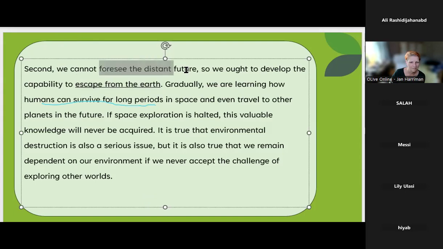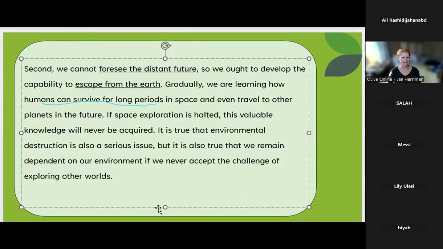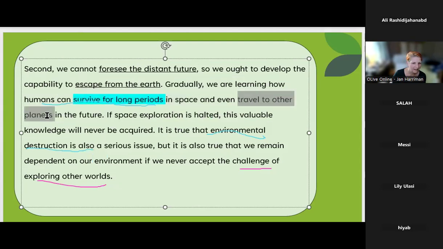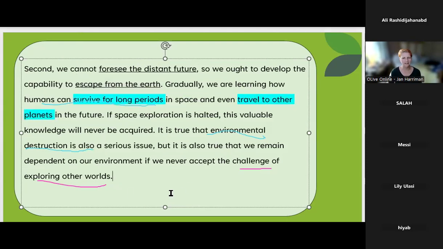It's about uncertainty about the future of the Earth. Yeah, so we need space exploration for our needs in the future. Exactly. So once again, we're looking for the things that they wrote down. What did they write down in their plan so that they would know what they were going to say when they started writing?